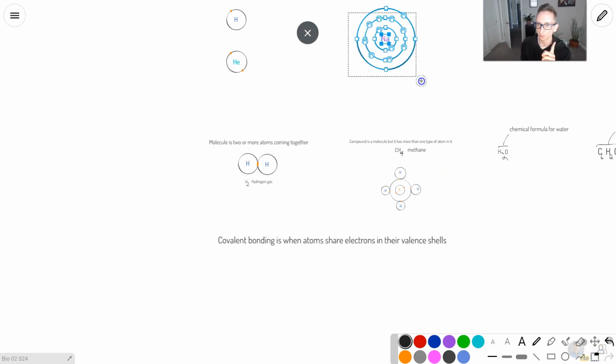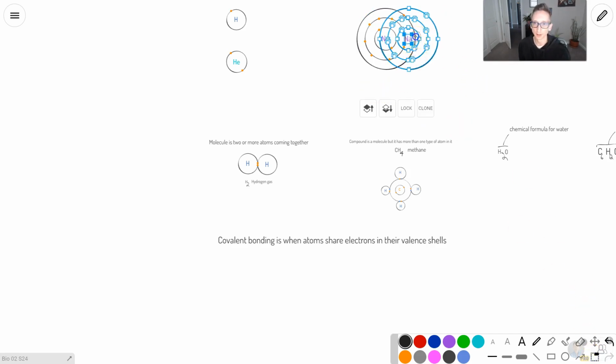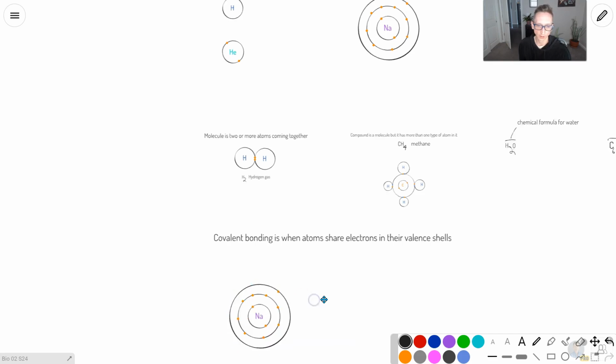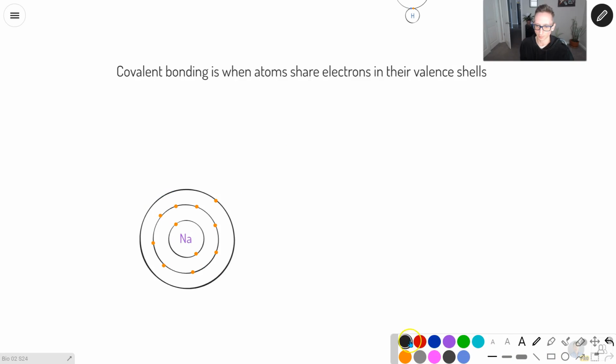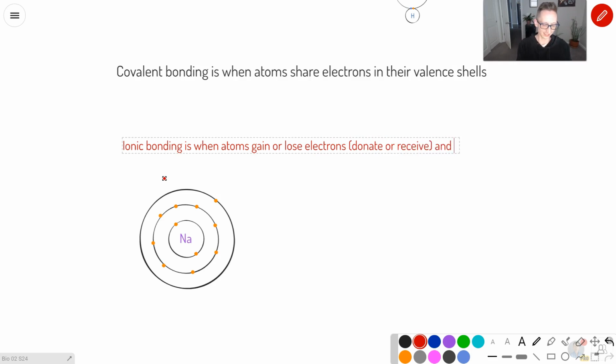Okay. I'm going to recopy this little guy down here because we're going to talk about ionic bonding now. So you can redraw this quick. So sodium really likes to bind with chlorine in a special kind of way. So we're going to talk about now ionic bonding. Ionic bonding is when atoms gain or lose electrons, donate or receive, and gain a charge as a result.